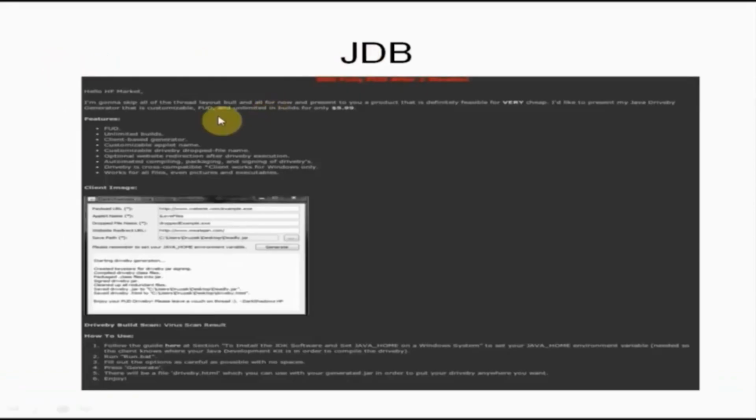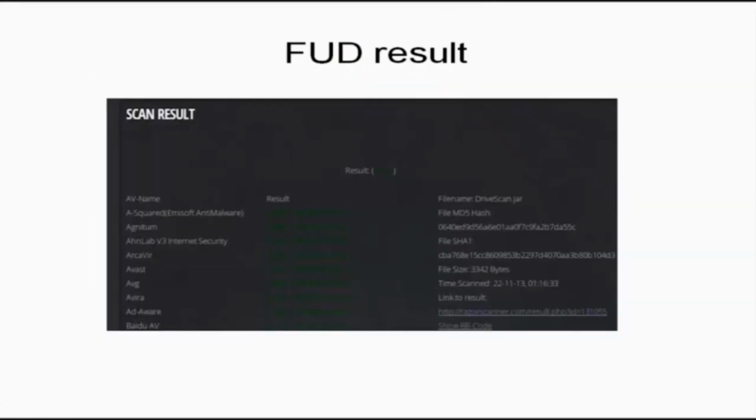So let's look at some APT technologies. What we're seeing here is a JDB attack, which makes use of a Java drive-by in order to download and execute an exe on the victim's computer. And you can see over here that the result for that JDB is 0 out of 52 in an antivirus scan. So it has been scanned by 52 different antiviruses, and it has not been detected by even one.